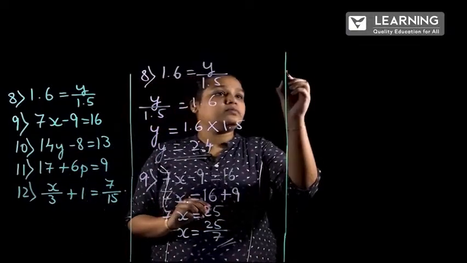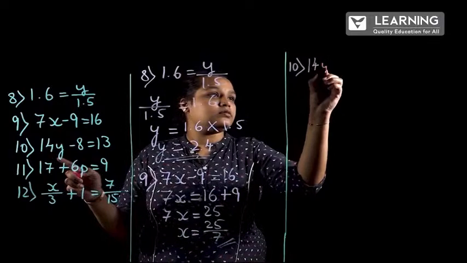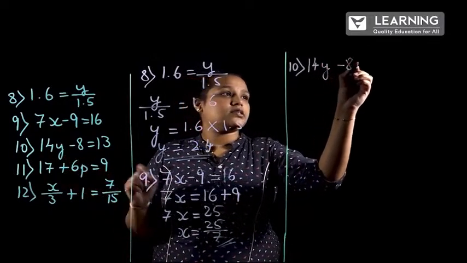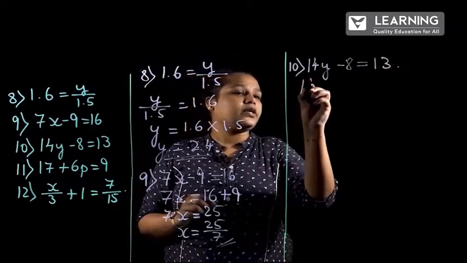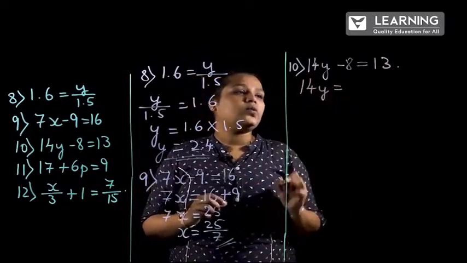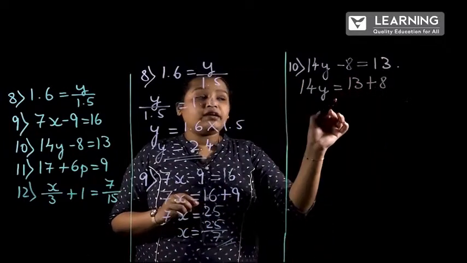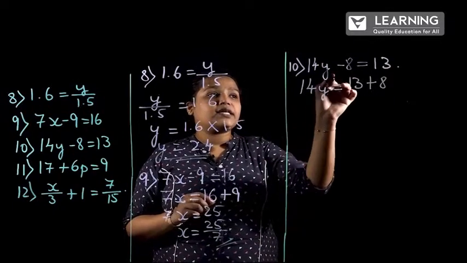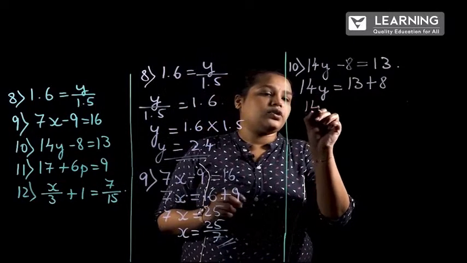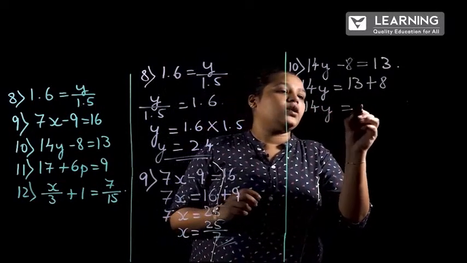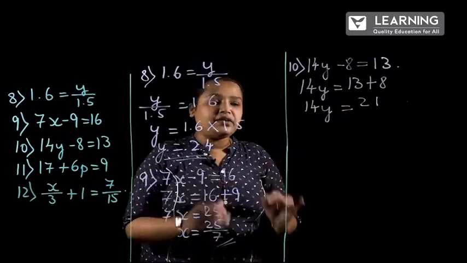So the 10th problem will be 14y minus 8 equal to 13. So 14y will be equal to 13 plus 8. Why 13 plus 8? Because minus 8 is moved to the RHS. That's the reason it has become plus 8. So 14y will be equal to 21.